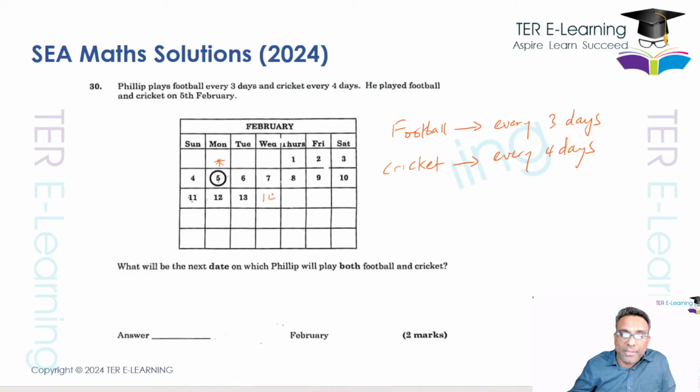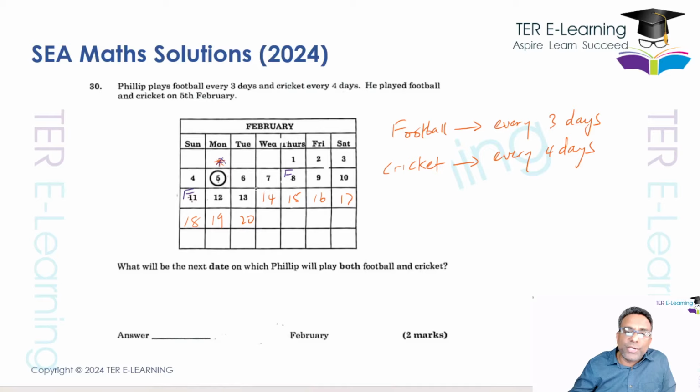So 14, 15, 16, 17, 18, 19, 20. I'm just writing out a few. Now, football is every 3 days. So this is the first football here. The next time you're going to play football is 1, 2, 3. So this is going to be F here. We check 3 again, 1, 2, 3, so we have football here again.